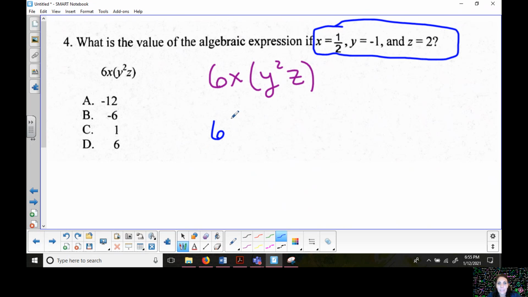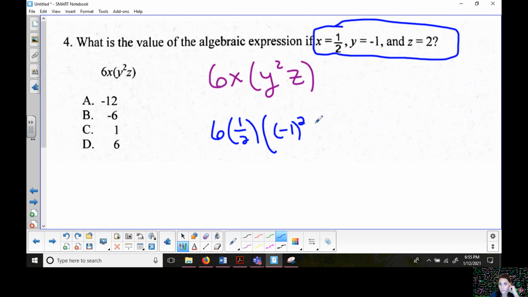So this is going to be 6 times 1/2. And then now I have a y. Oh, this is a good one. So y is -1. This is important. I'm going to do (-1) squared, and anytime I have a negative, I put it in parentheses, because that does matter.